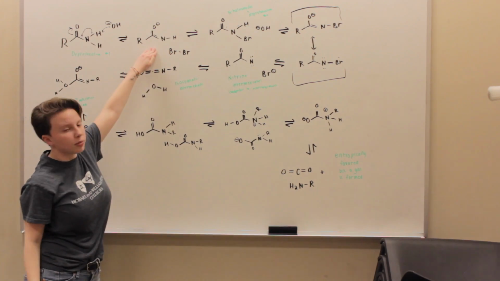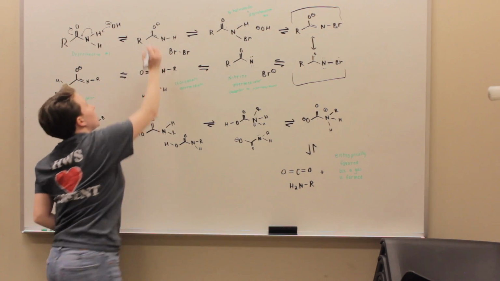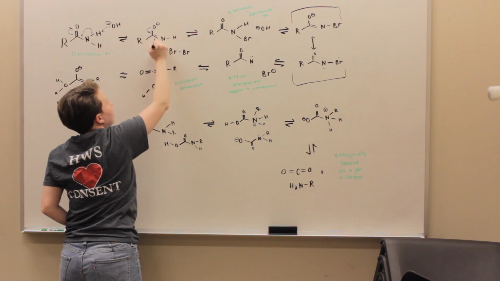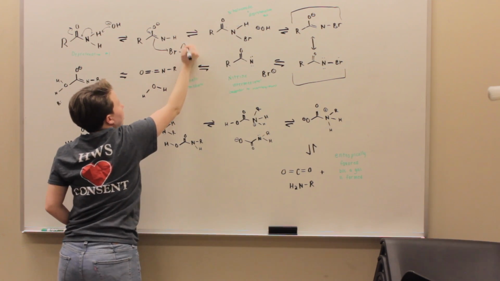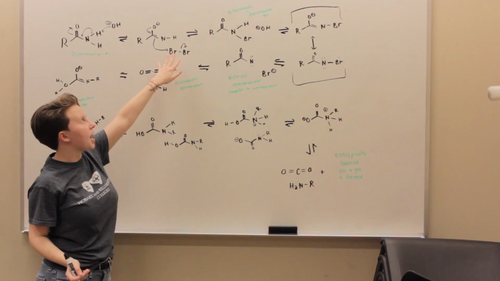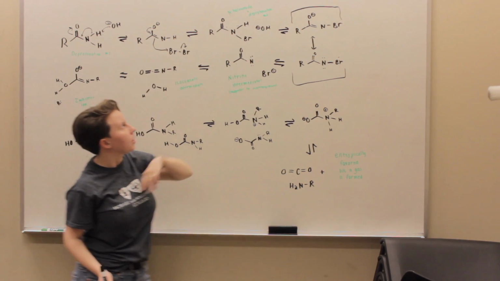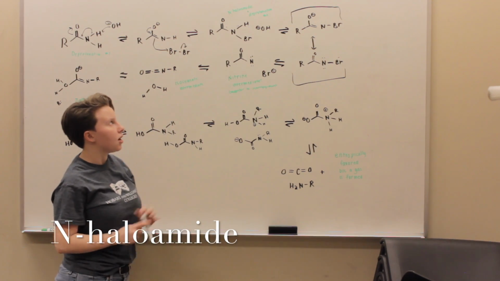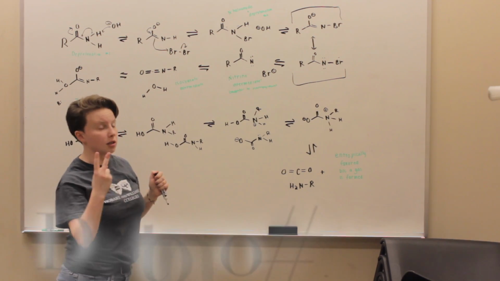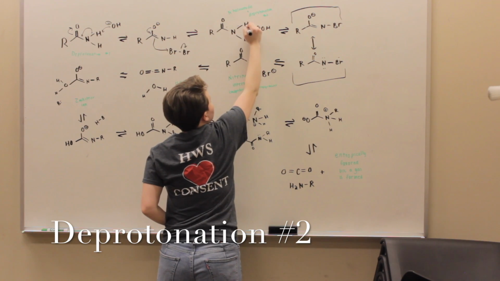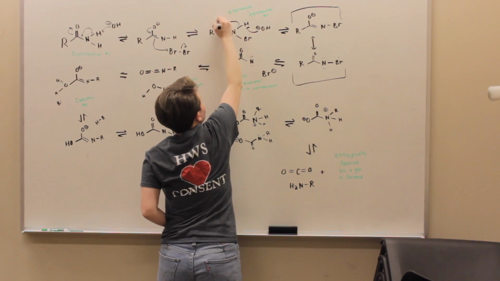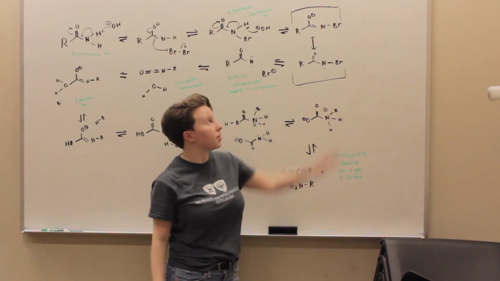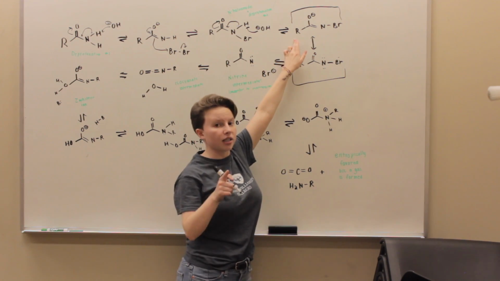to form this intermediate. This allows a lone pair of electrons to swing down, form a carbonyl, and a halogen, in this case bromine, to be added to the nitrogen. So this is called an N-haloamide, which is our next intermediate where we do a second deprotonation. This allows us to form this lovely intermediate here, which has resonance.